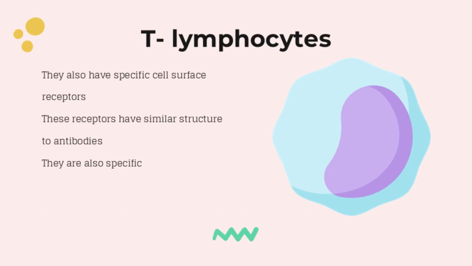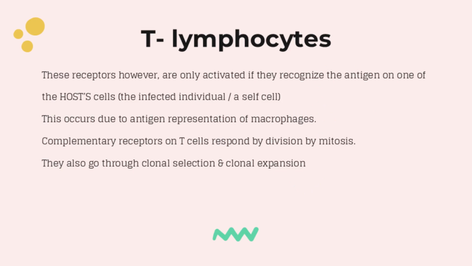T lymphocytes. They have specific cell surface receptors with a similar shape to antibodies. They are also specific. Unlike B cells, these receptors, however, are only activated if they recognize the antigen on one of the host cell, the infected individual. This occurs due to antigen presentation of macrophages. Complementary receptors on T cells respond by dividing by mitosis. They also go through clonal selection and clonal expansion.